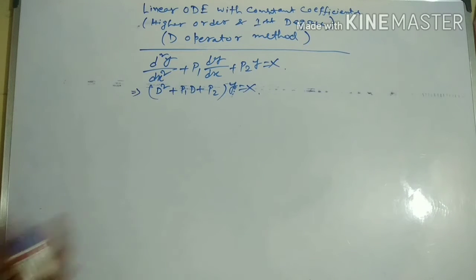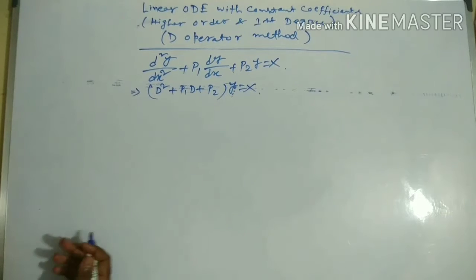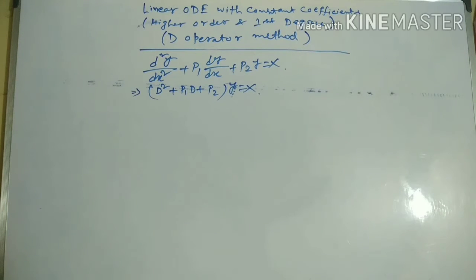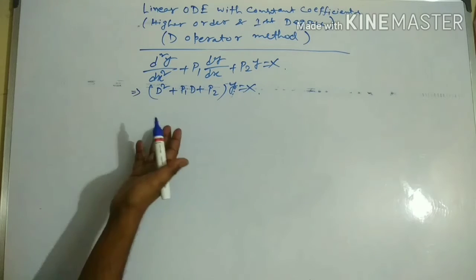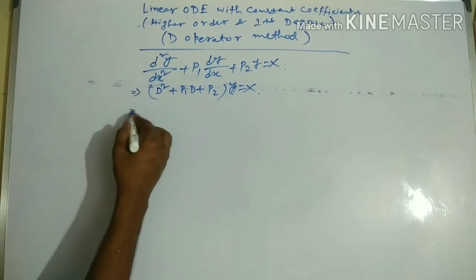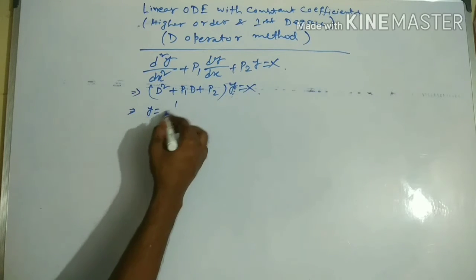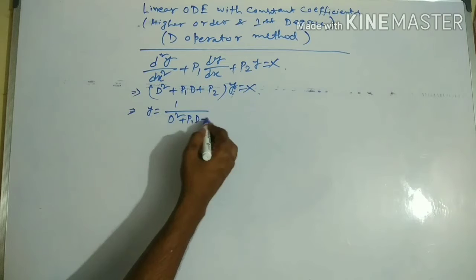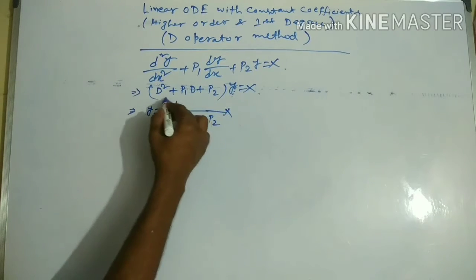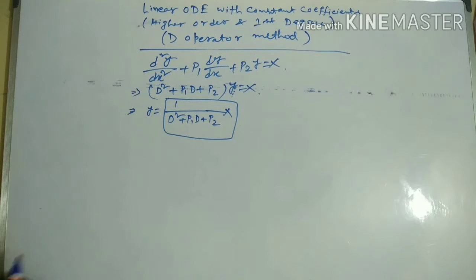Now, this operator is on the left hand side, and with the help of this operator we found the complementary function. Now we are transferring this operator from the left hand side to the right hand side. If we transfer, y will be equal to 1 by D square plus P1 D plus P2 operating on capital X. This will help us to find the PI or particular integral. So how do we find the particular integral from this type of function? Before starting the discussion, I will tell you two theorems, which are needed to know.